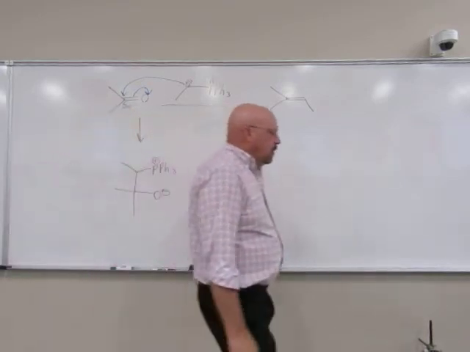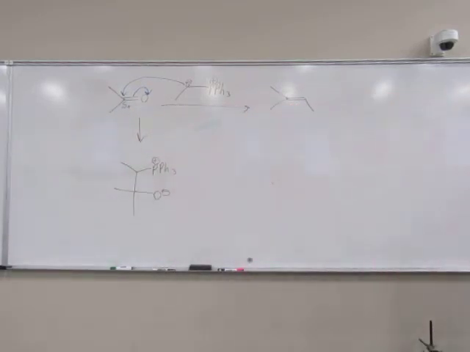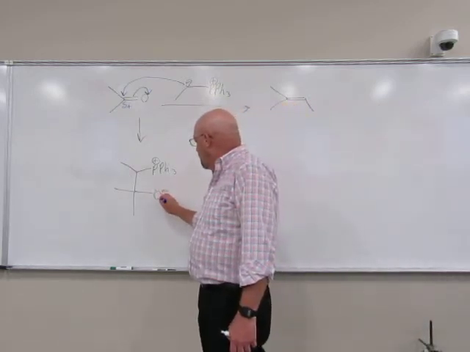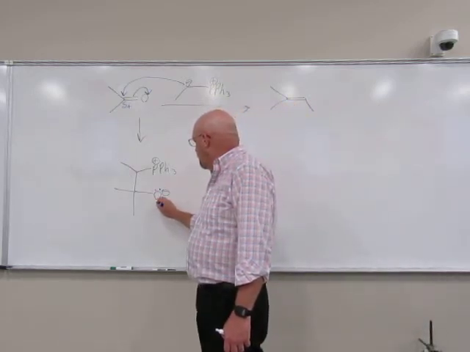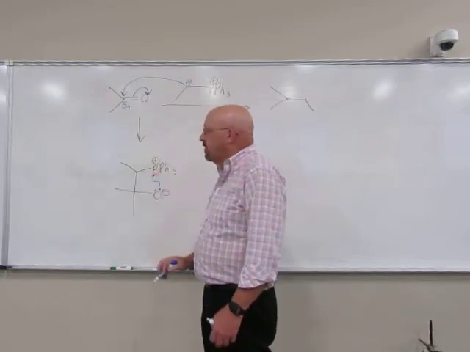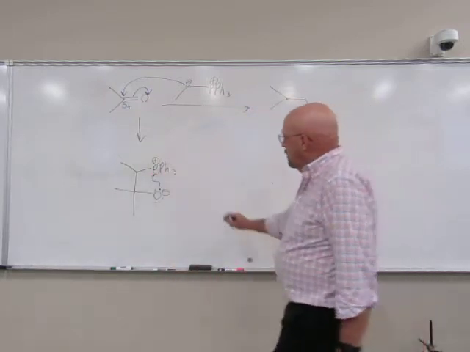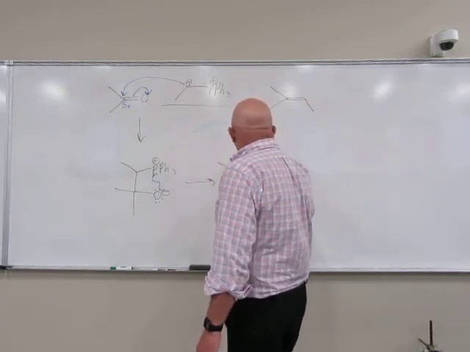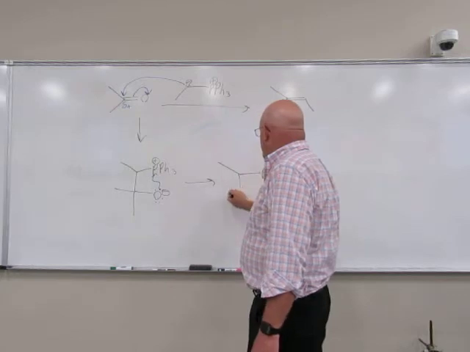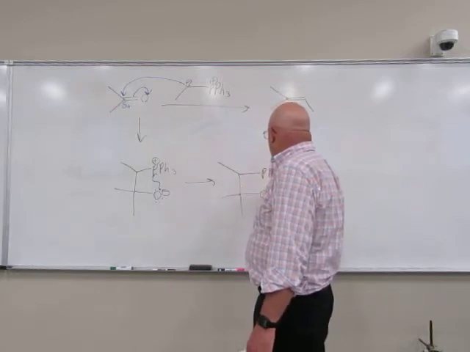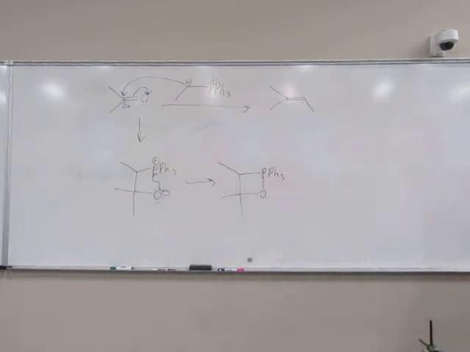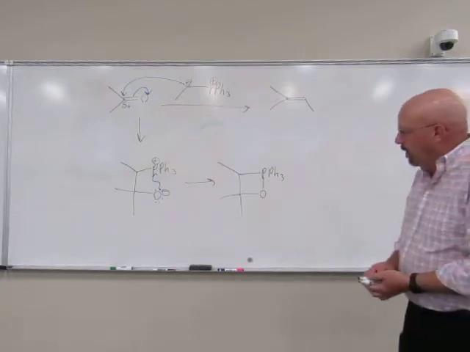Now we've got an oxygen with a full negative. We have a phosphorus with a full positive. That oxygen is going to give a pair of electrons to the phosphorus. That negative charge is attracted to the positive charge. Now we temporarily form a little 4-membered ring. We know 4-membered rings aren't very stable. So this will break apart.